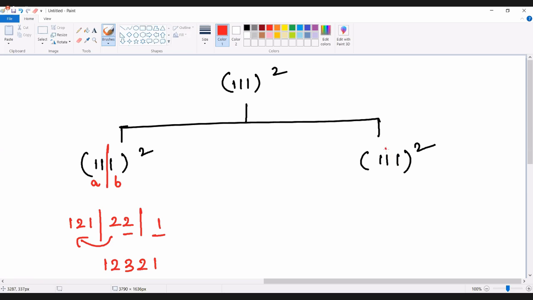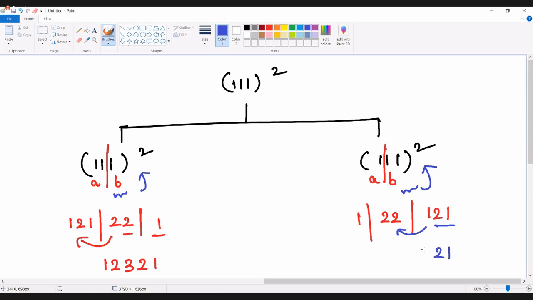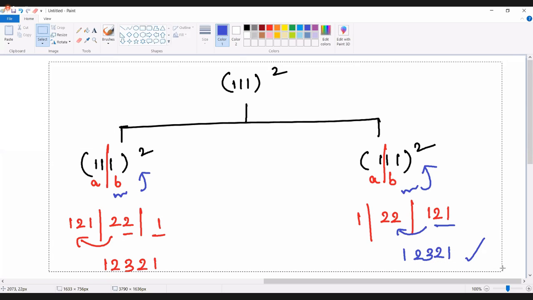Or otherwise, you can split like this also. This is a and this is b. a square is 1, 2ab is 22, b square is 121. If you split like this, that is the pattern. But the point you have to remember is that how many digits you take for b plays a very important role. If you take a single digit for b, you have to take a single digit in each and every space. If you take 2 digits for b, you have to take 2 digits in each and every space, and send the remaining as carry. Answer is 1, 2, 3, 2, 1. So that's how you can find the square of any 3-digit number.